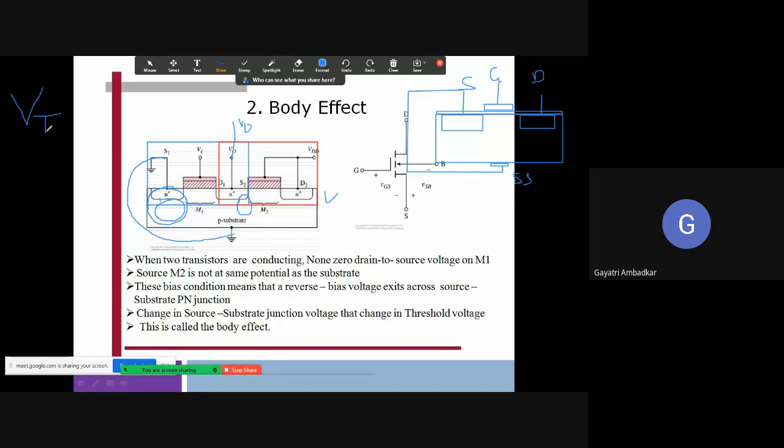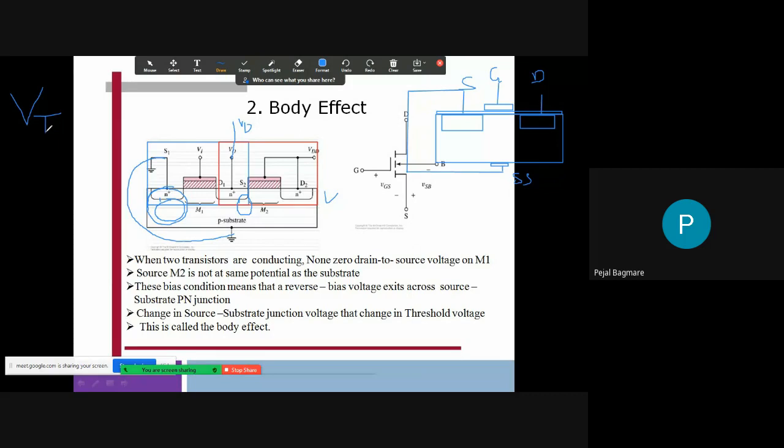Shubham Shrisat, why are you so late? Okay, somebody tell me what is threshold voltage? Forgot it? Please do it fast, guys. What is threshold voltage?